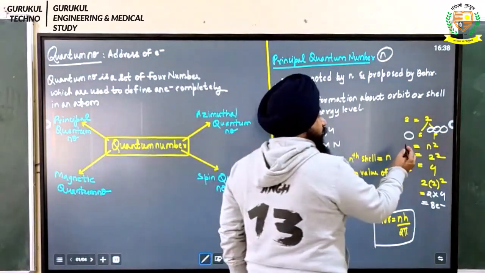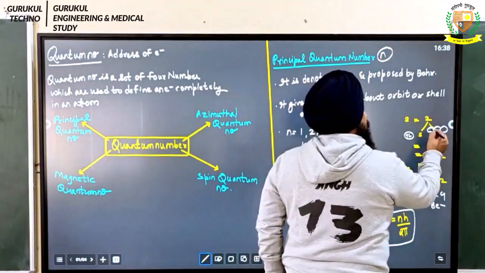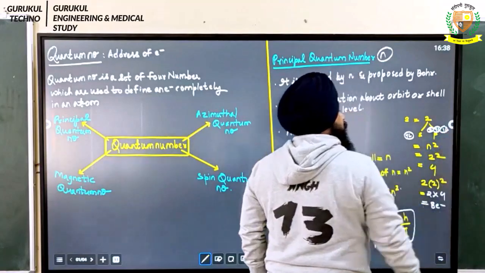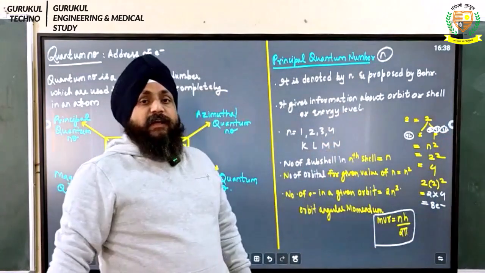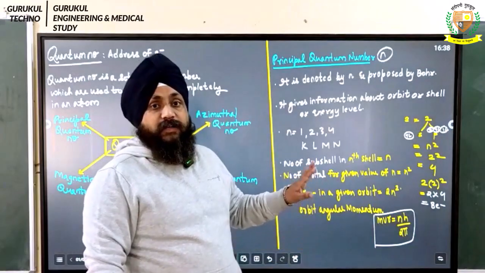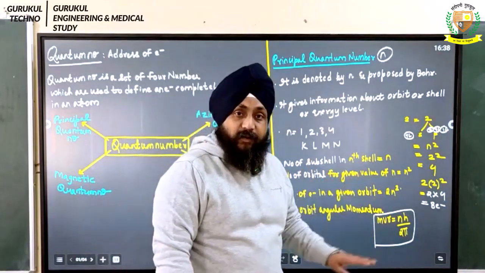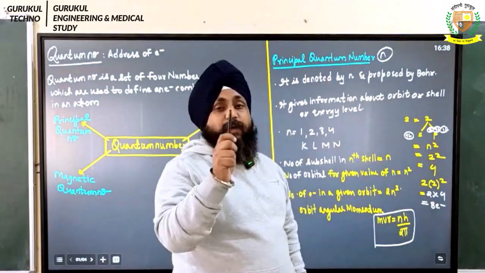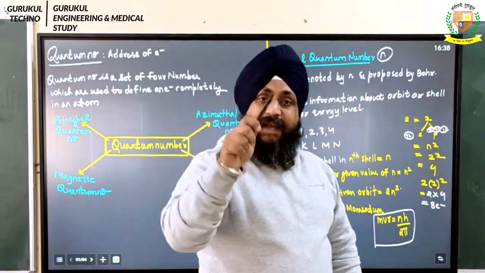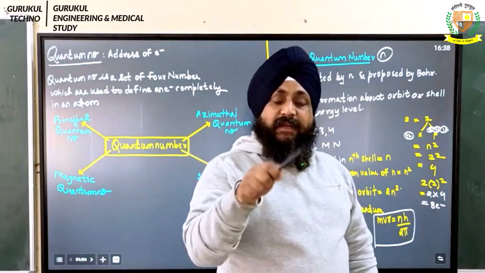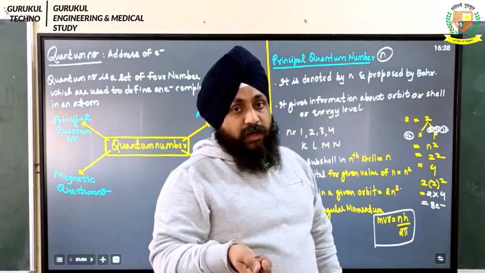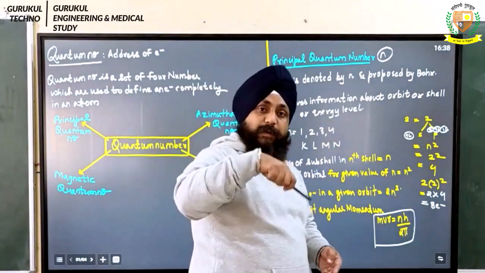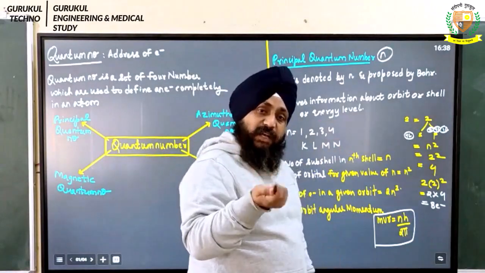If we place electrons over here, this is 1, 2. This is 3, 4, 5, and then 6. So you can see there are all 8 electrons. So students, this is all about your principal quantum number, denoted by n, proposed by Bohr. It gives information about the orbit, shell or energy level.